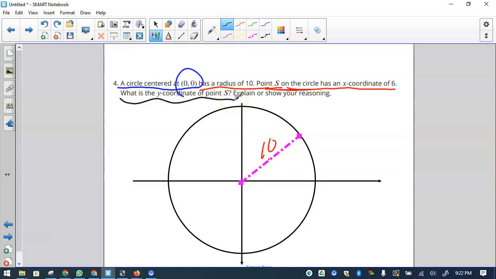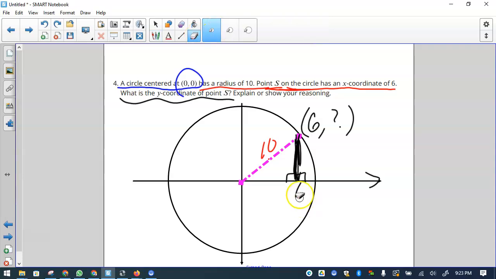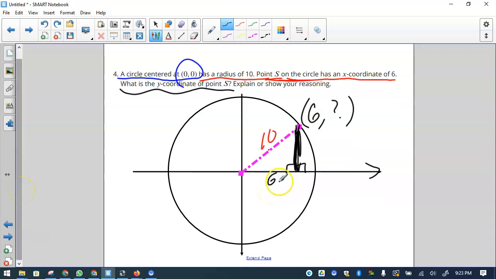So there is a point, let's say this is the point, this one is at 6. When you drop a perpendicular, this is 6. So that means the x coordinate is 6. So the question is, what is this, right? So this is 6. If that is 10, and this is your x, the y is what you don't know, and this is the radius, right?